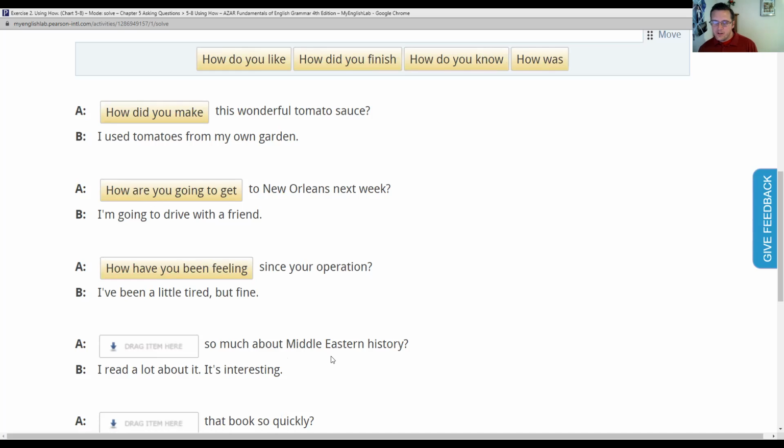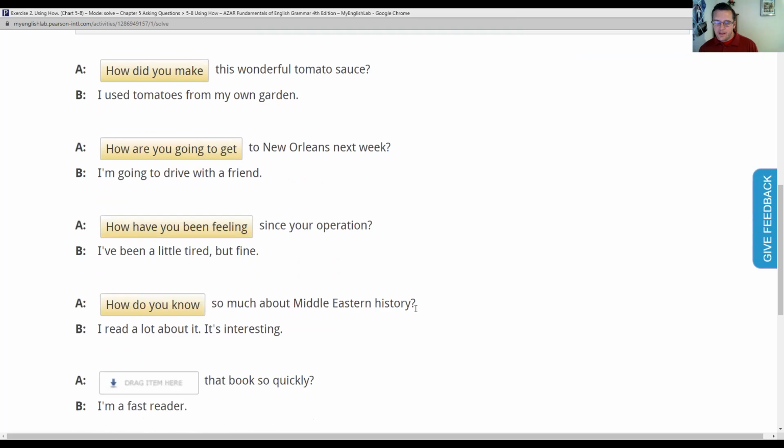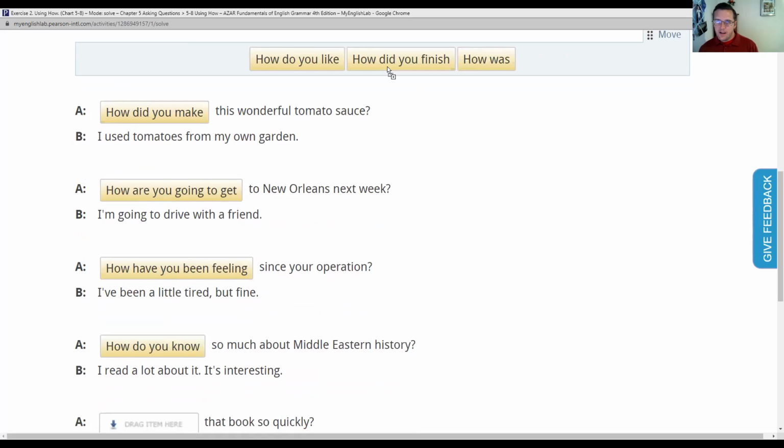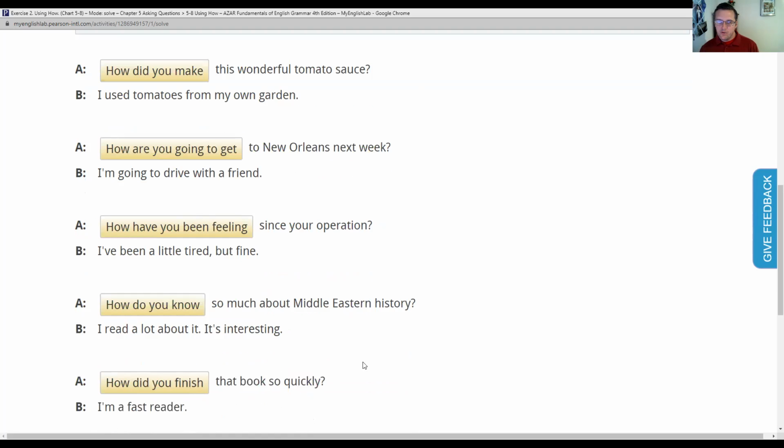Middle Eastern history, I read a lot about it. How do you know so much? And then that book so quickly. I'm a fast reader. How did you finish that book so quickly?